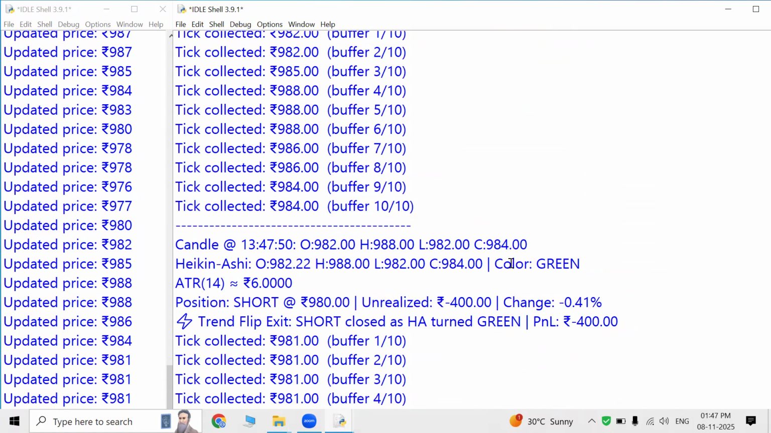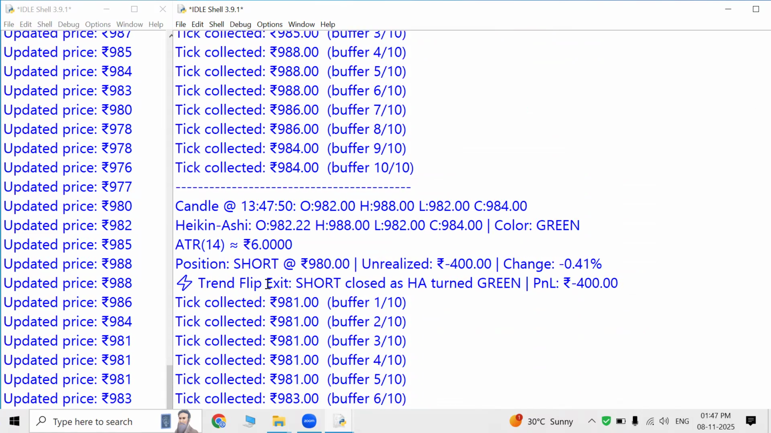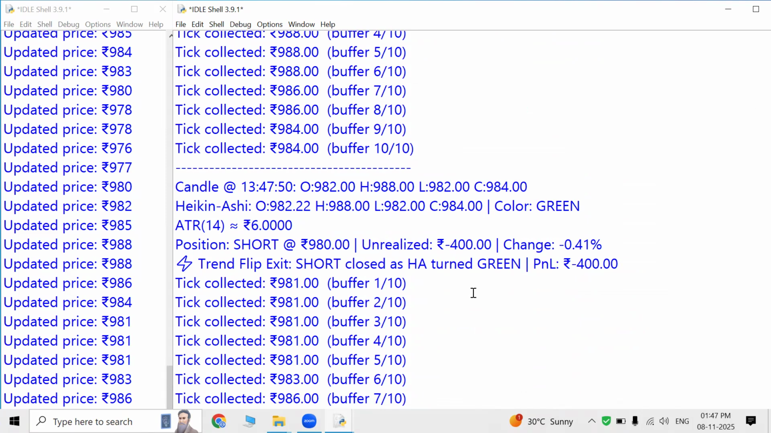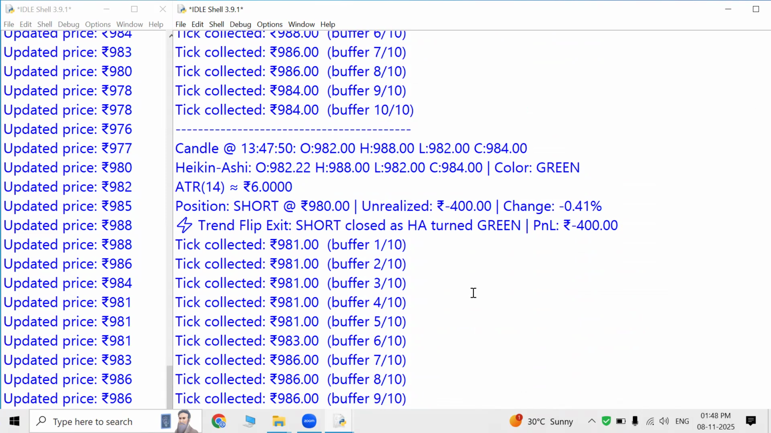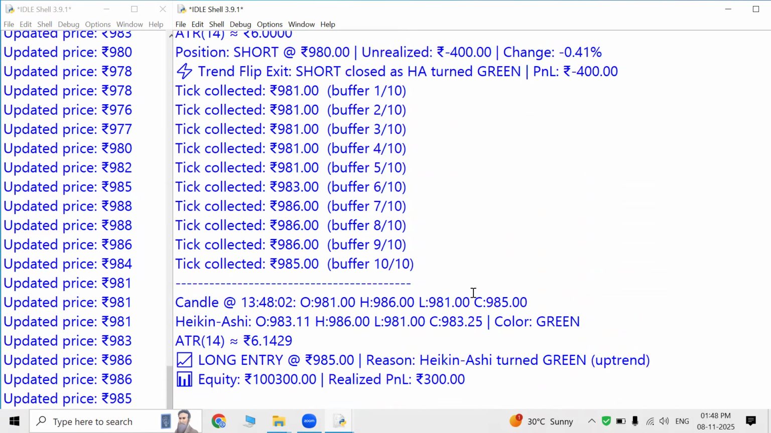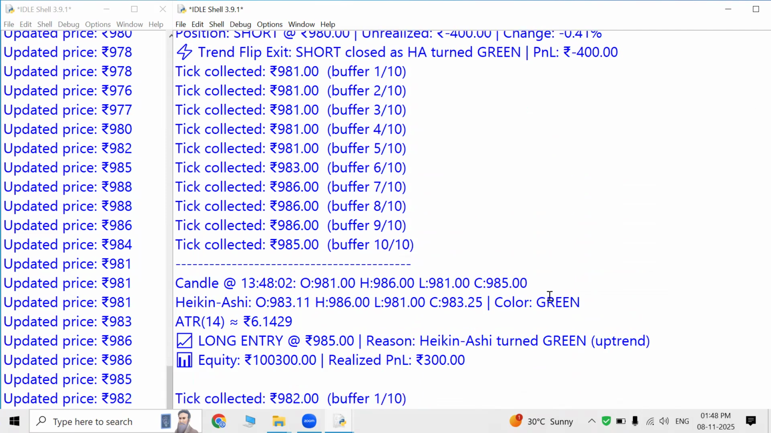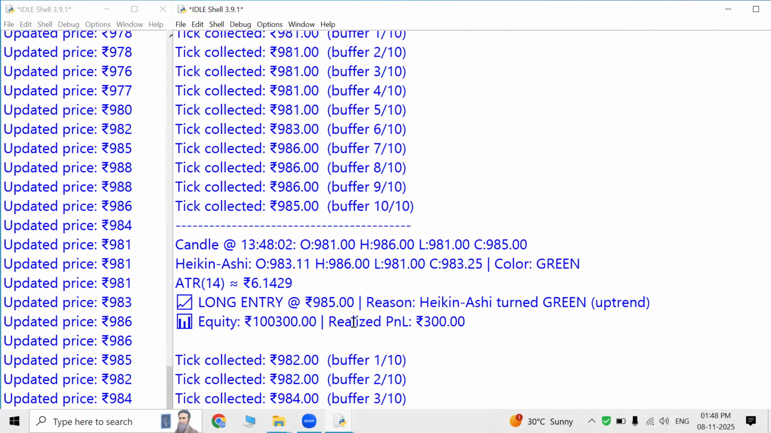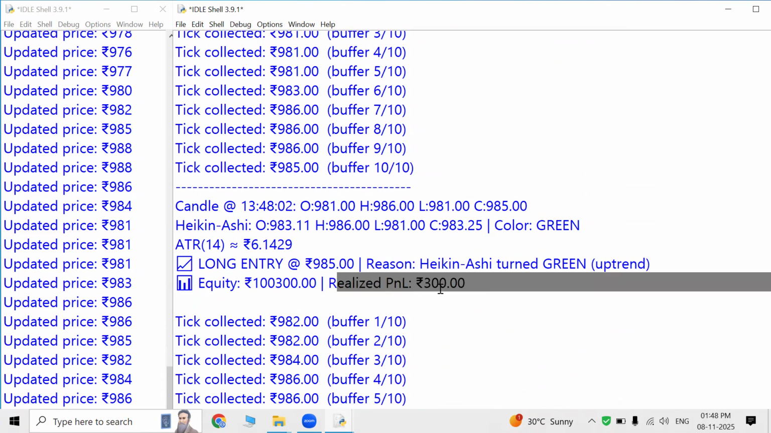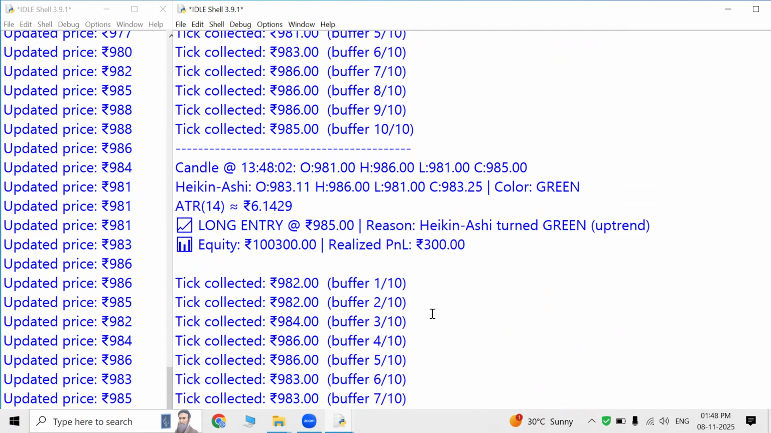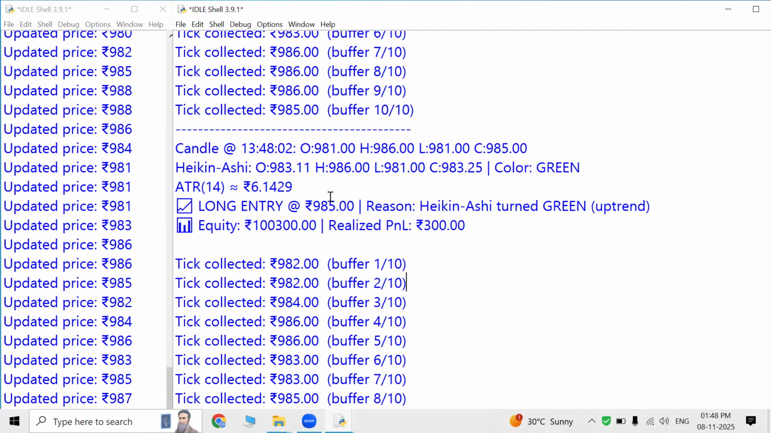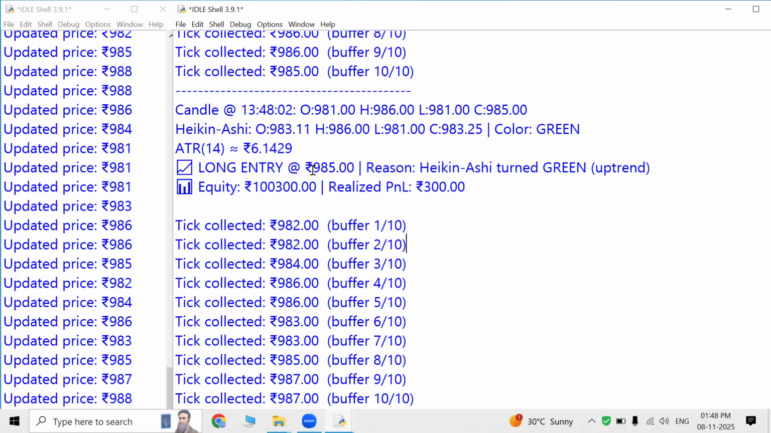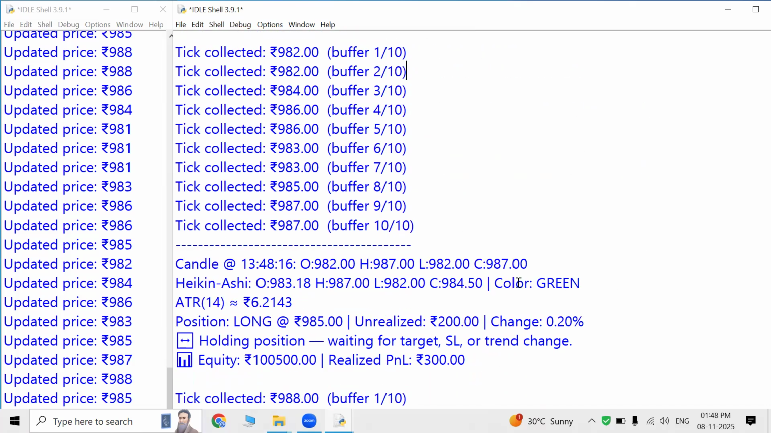You can check out this. Again, it came green. We are in a short position. We might book this loss also. Let's see what is happening. Okay, it's uptrend, so it has booked the loss. It's completely fine. We are still in a profit. We are in a long currently at 985 because it's uptrend green.